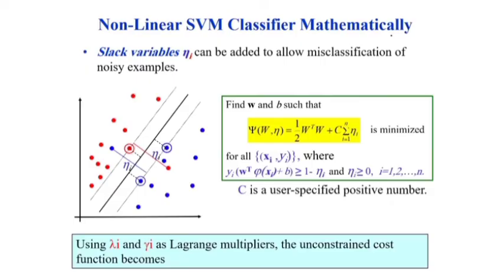SVM. Now, this is the nonlinear classifier mathematically. It's a similar thing, but because of the nonlinearity, the slack variable can be added to allow for misclassification of noisy examples. So we introduce that slack variable. The slack variable now comes into what we did earlier. It makes a big difference. Sometimes we can allow it. C is the user-specified positive number that we can give. With the Lagrangian multipliers, the unconstrained cost function will become exactly what we wrote before.